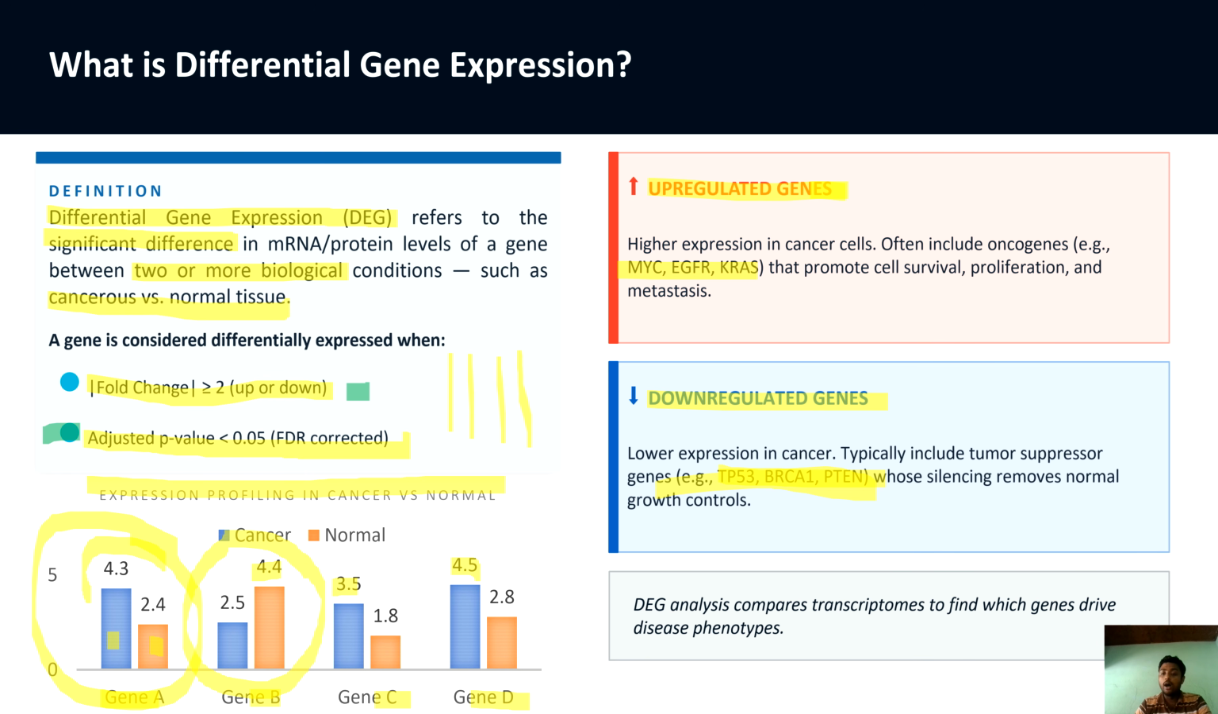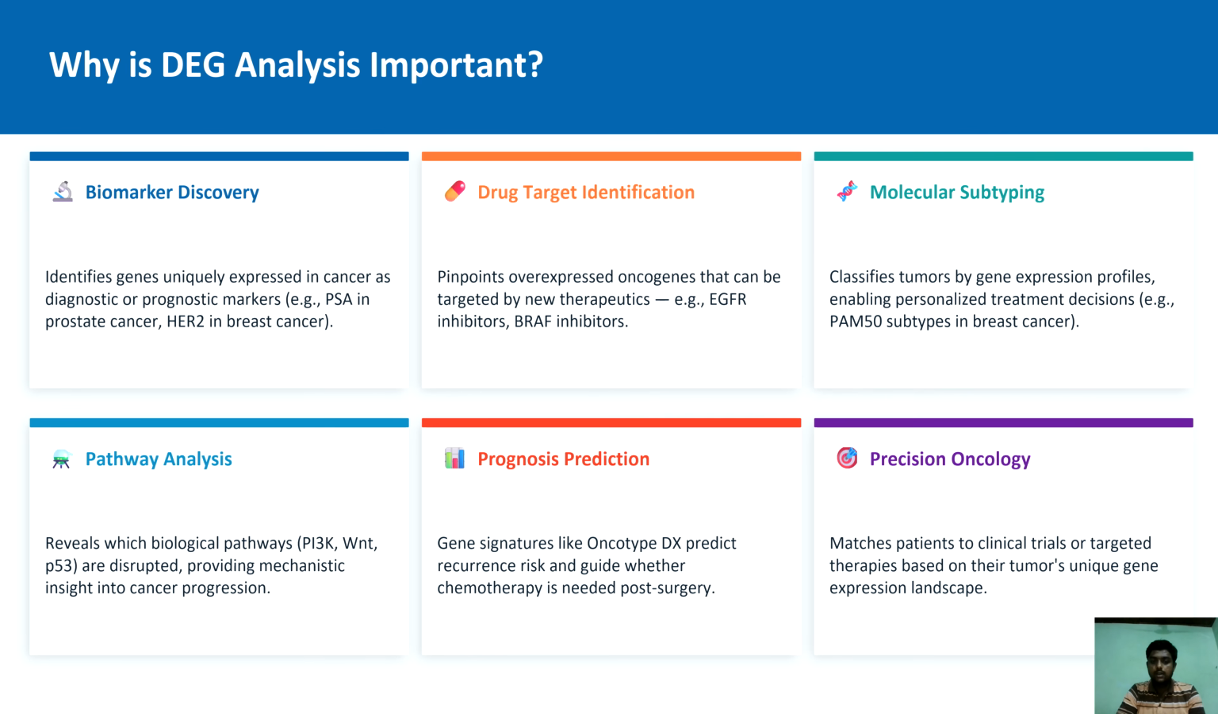Okay, so in the next slide, we have to know why DEG analysis is important. Number 1 point is biomarker discovery. What is a biomarker? A biomarker means the markers present in the biological system. Biological system means the human body, or the cellular level or the molecular level. From the markers' expression level, we can predict whether the disease is there or not.